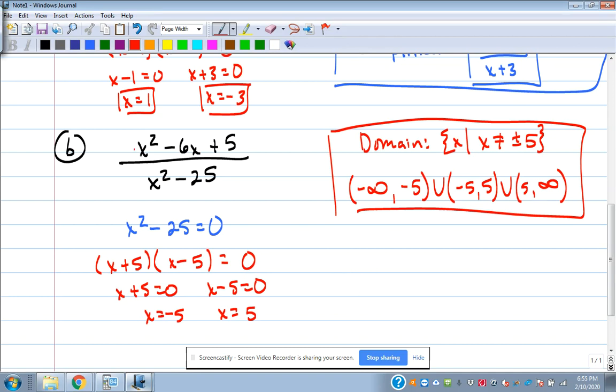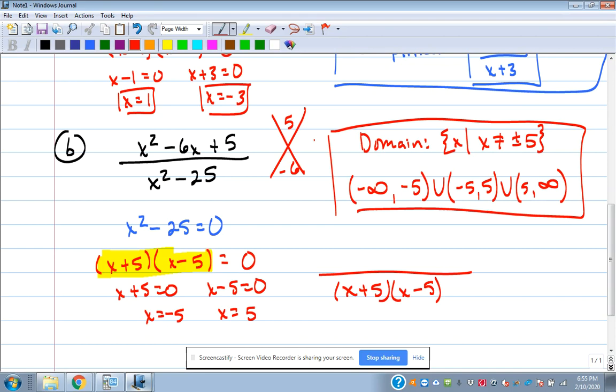So I've already got the factored form of the denominator. So I'm going to use that when I go to simplify this. I'm going to write that fraction, x plus 5, x minus 5 on the bottom. And then I'm going to try to factor the numerator as well. So I'm going to use the x method to factor the numerator. Multiply to be 5, add to be -6. What two numbers would do that? -5, -1.